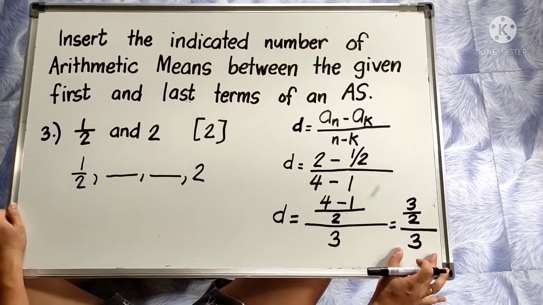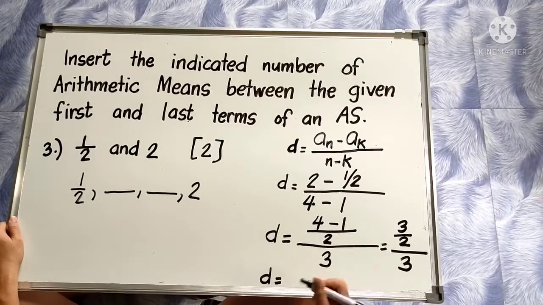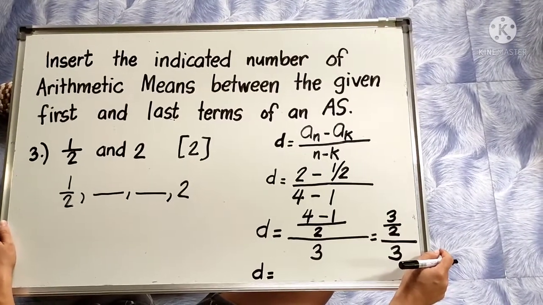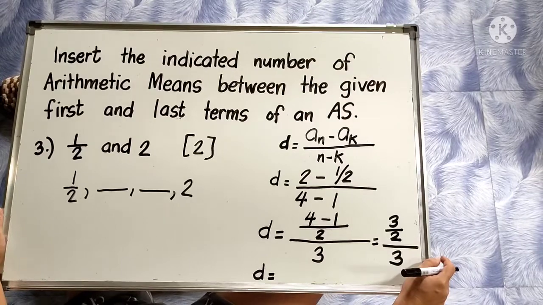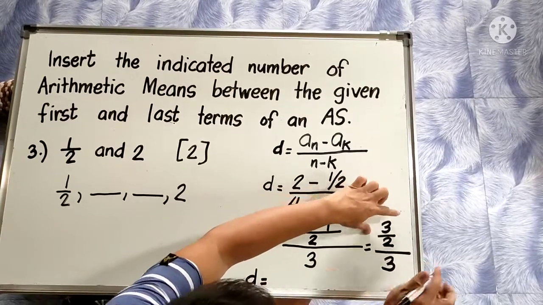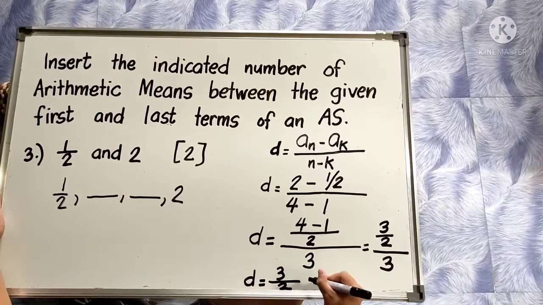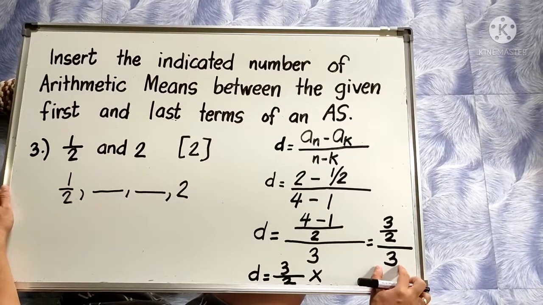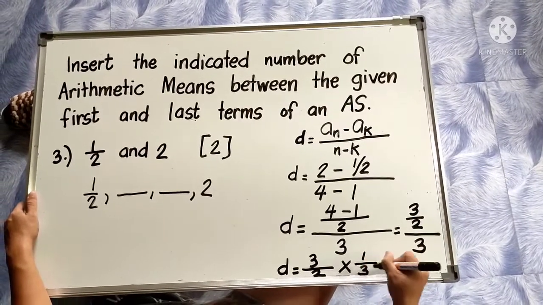Is this the final answer for D? Not yet the final answer. So in this case, let us review the rule in dividing fractions. The rule in dividing fractions is, you copy the numerator, get the reciprocal of the denominator, and proceed to multiplication. So copy the numerator, 3/2. Division becomes multiplication. Get the reciprocal of the denominator. Our denominator is 3. What is the reciprocal of 3? That is 1/3 is equal to.